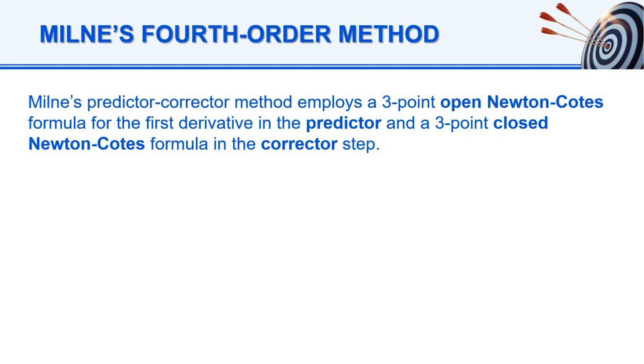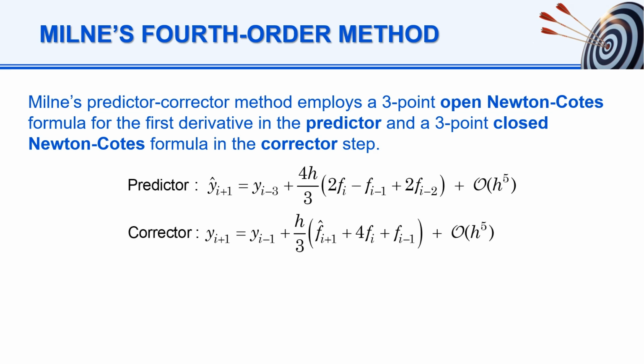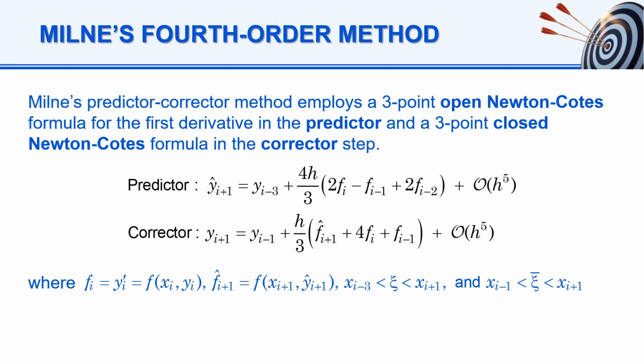Another popular method in this field is Milne's fourth-order method. Milne's predictor-corrector method employs a 3-point open Newton-Cotes formula for the first derivative in the predictor and a 3-point closed Newton-Cotes formula in the corrector step. The corrector step uses f̂_{i+1} instead of f_{i+1}, leading to an explicit corrector step.